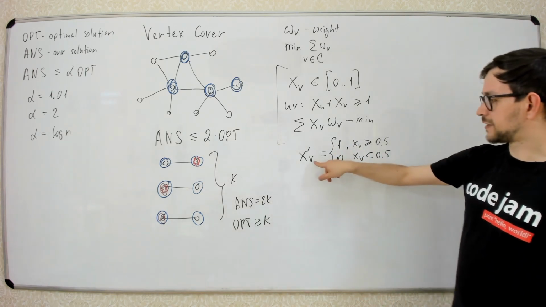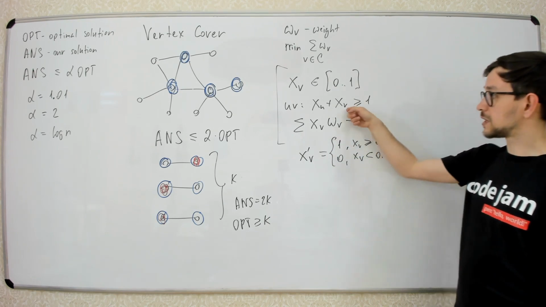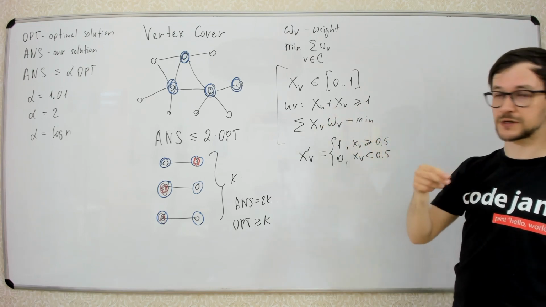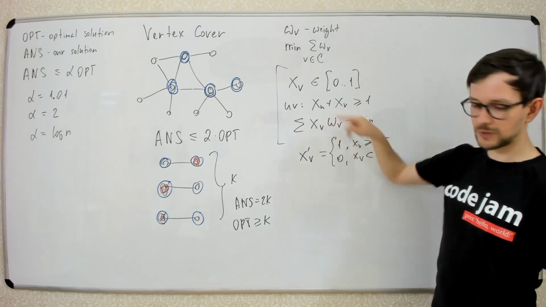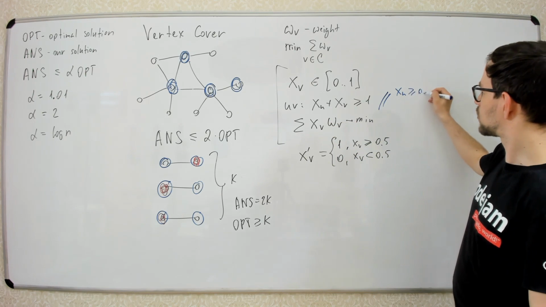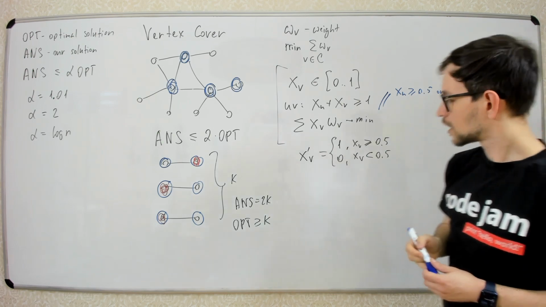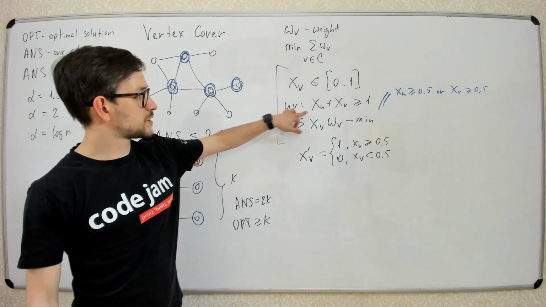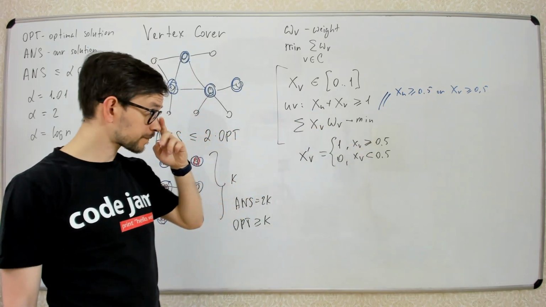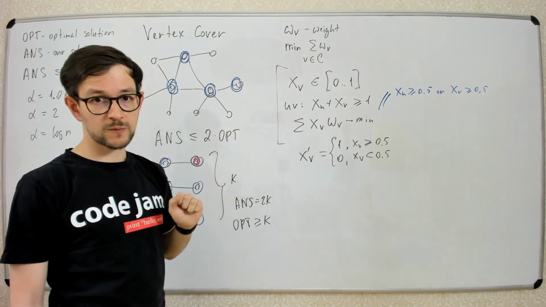If we look at these integer numbers, then all these inequations will be satisfied. For each inequation, if we have a sum of two real numbers at least 1, then either xu is at least 0.5, or xv is at least 0.5. So for each inequation, we have at least one of these variables at least 0.5. So this will give you some feasible solution for this linear program.